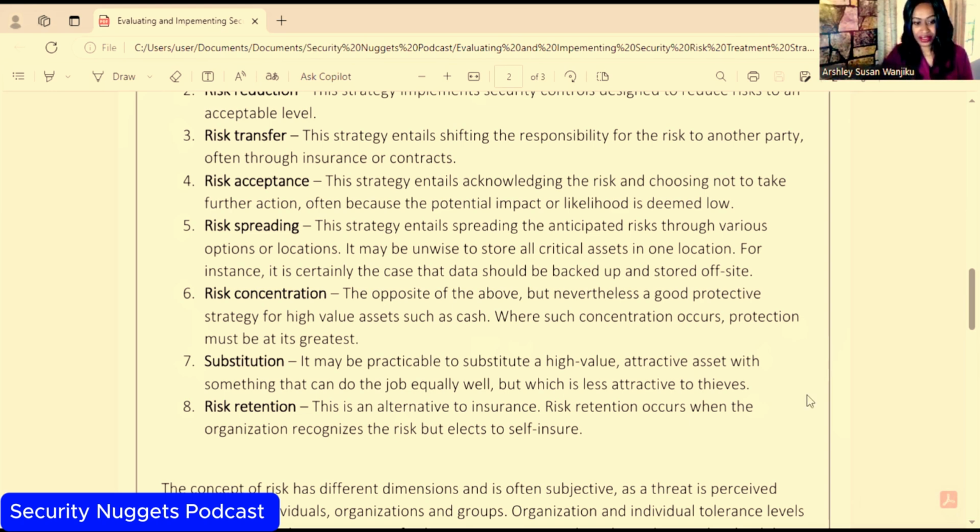The eighth strategy, obviously the last but not least, is risk retention, okay? This is an alternative to insurance. Risk retention occurs when the organization recognizes the risk but elects to self-insure, right? So basically, when an organization self-insures itself, this means that instead of using insurance, they compensate for any potential risk losses from their finances, okay? So they go out of pocket, okay?